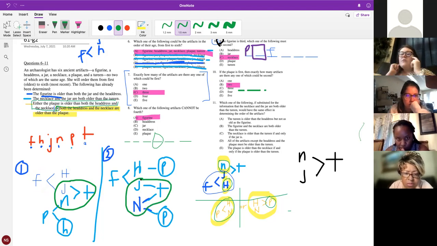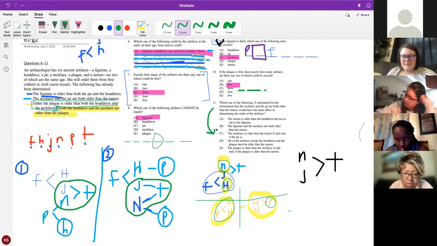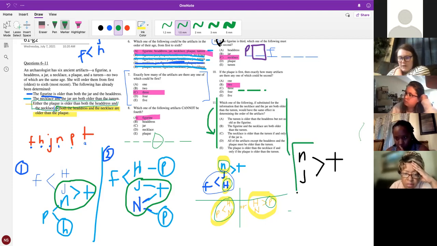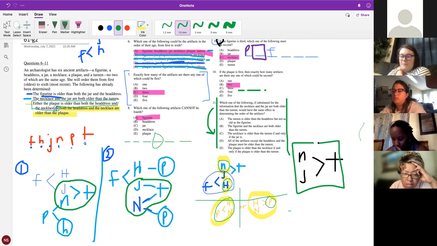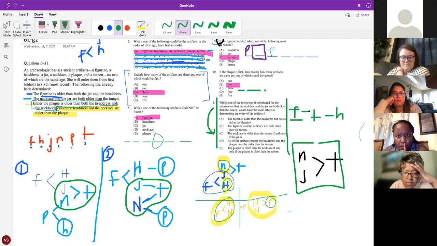And so this is like a top-down question in LR, right? We have to stay between the lines. So the rule can't do more or less than what this rule is requiring. It can't be too strong or too mild. So A says the tureen is older than the headdress, but not as old as the figurine. So if I drew this, it would say T is older than H, but not as old as F. So it's F, T, H. Does that do the same thing as what NJT did?